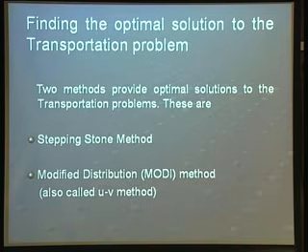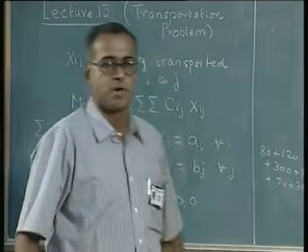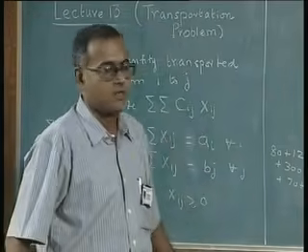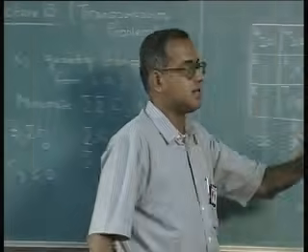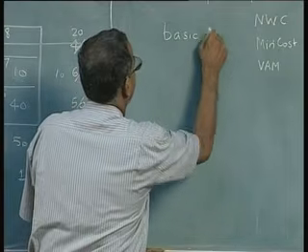Now, this kind of brings us to the discussion on getting a basic feasible solution to the transportation problem. So, what have we seen? In a nutshell, we have seen 3 methods to get a starting solution. Now, all these 3 starting solutions are basic feasible.